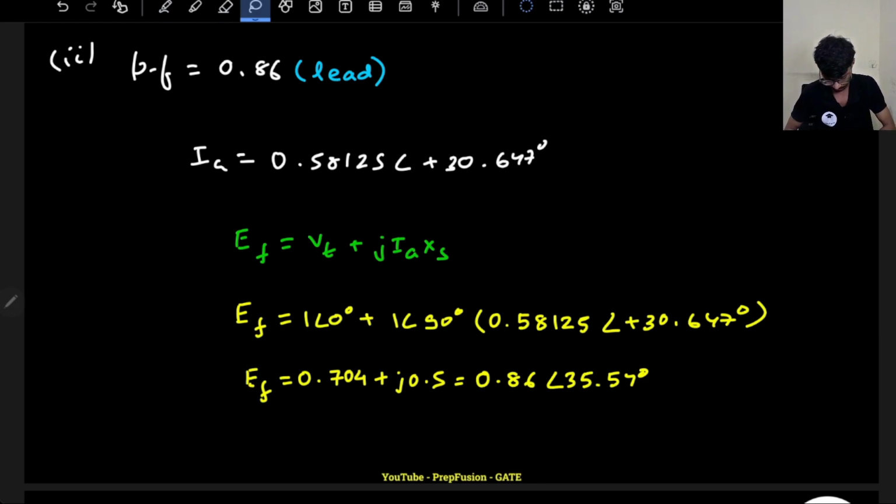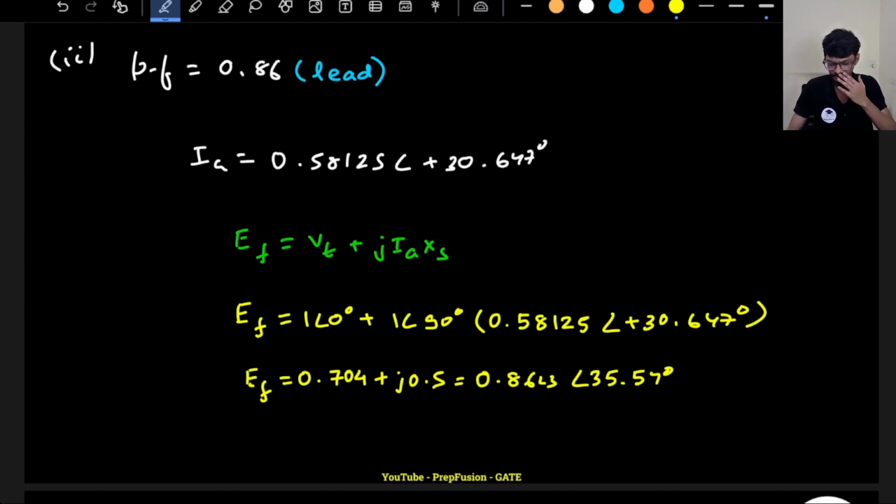Whole square plus 0.5 whole square, whole under root, 0.862327. I will just check whether this is also correct. 0.58125, sine of 120.647 into 0.125. Okay, yeah, it is correct only. So I guess this is correct only. 0.704 tan inverse, yeah, 35.34. I guess maybe I would have messed something up. So this comes out to be 35.54.